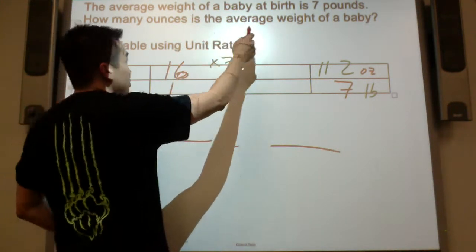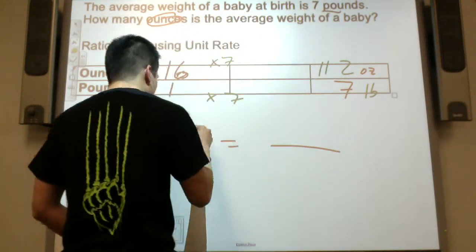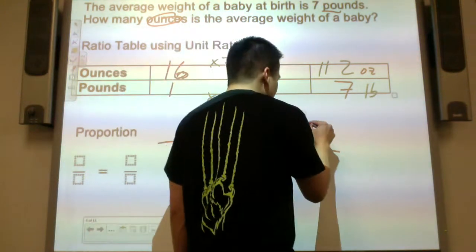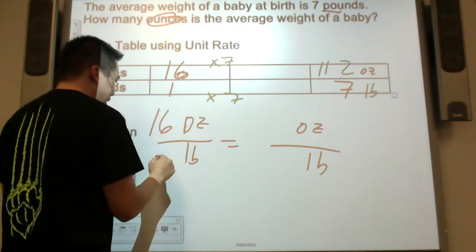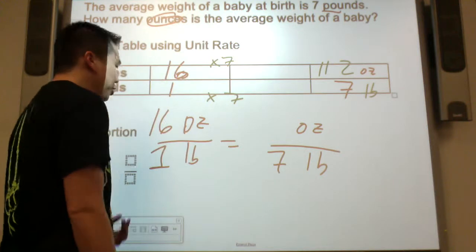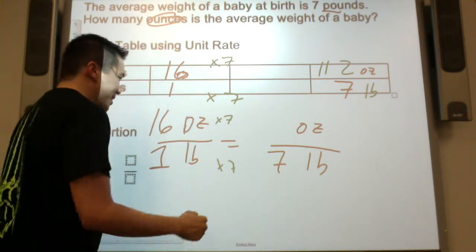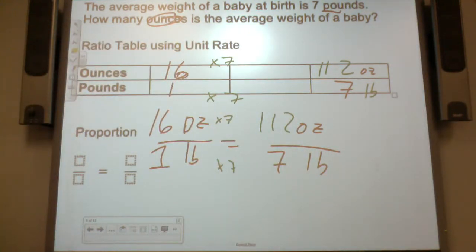So what is this about? They want to know how many ounces in pounds. So ounces and pound, ounces and pound. We know there are 16 ounces in 1 pound. The baby weighs 7 pounds. How do you build up from 1 pound to 7 pounds? You multiply by 7. Multiply by 7, you get 112 ounces per 7 pounds.